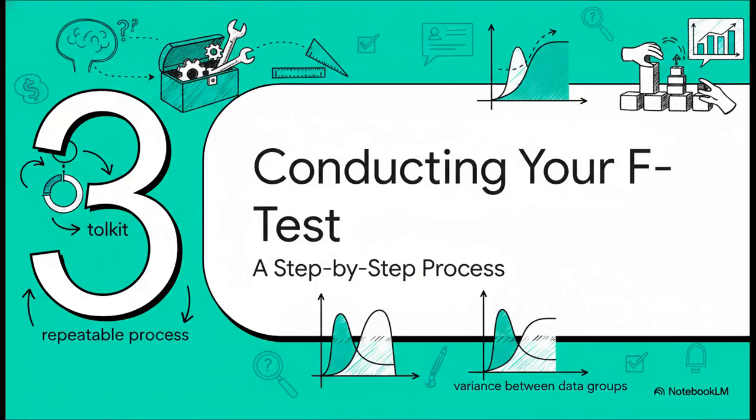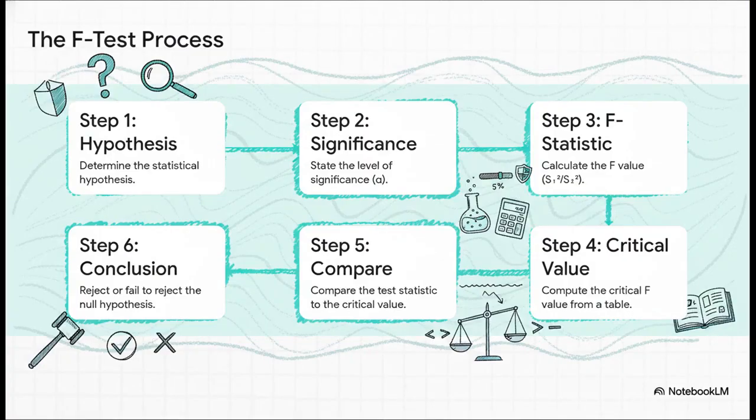All right, we've got our framework. We know the what. Now, let's jump into the how. This is the clean, repeatable process for actually putting the F-test to work. It's a straightforward 6-step process. First, you state your hypotheses, what you assume is true versus what you're trying to prove. Second, you decide on your risk tolerance, your significance level. Third, you calculate your F-statistic.